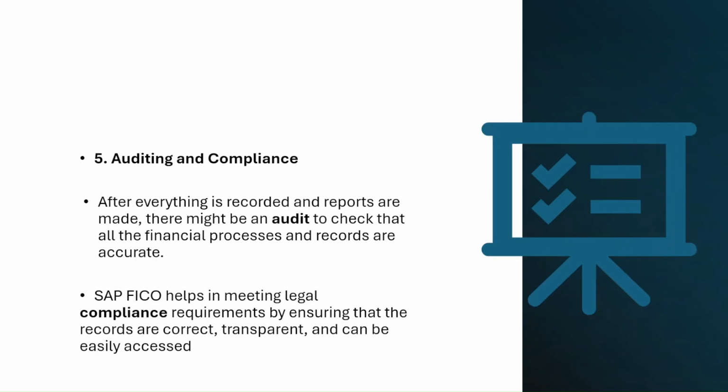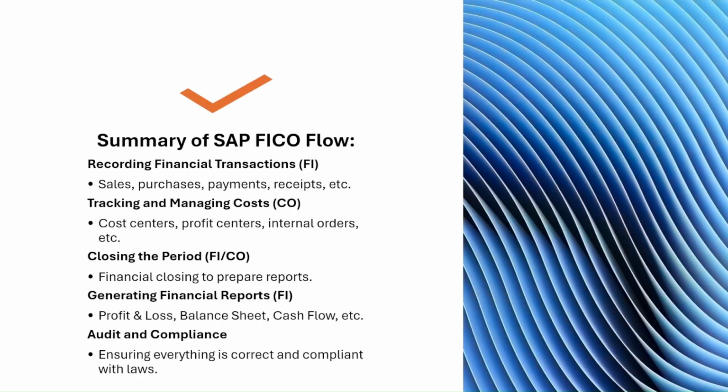And the next step is auditing and compliance. So after everything is recorded and reports are made, there might be an audit to check that all the financial processes and records are accurate. Okay, so SAP FICO helps in meeting legal compliance requirements by ensuring that the records are correct, transparent, and can be easily accessed. So all of this is done in auditing and compliance.